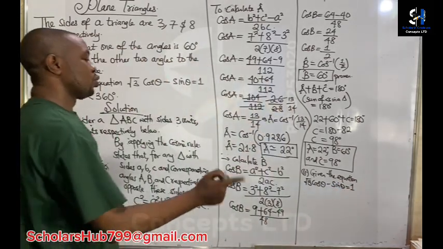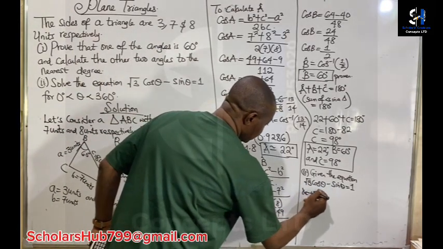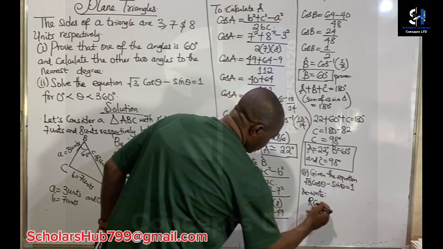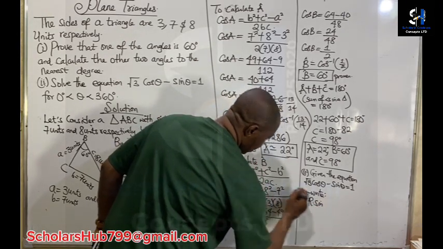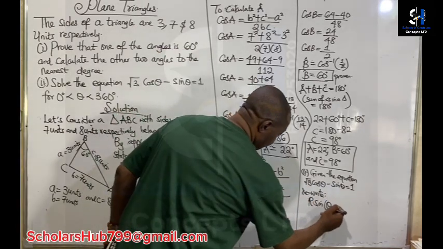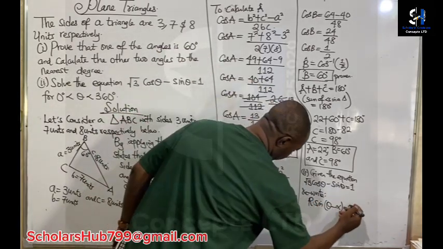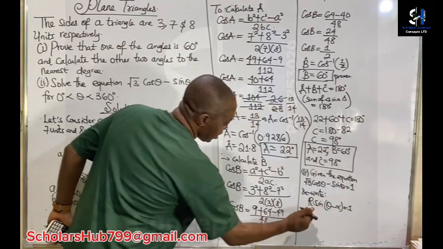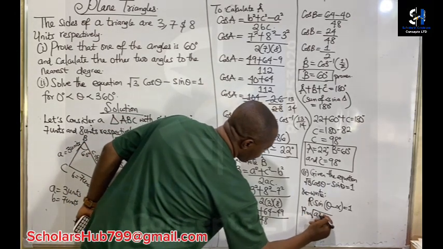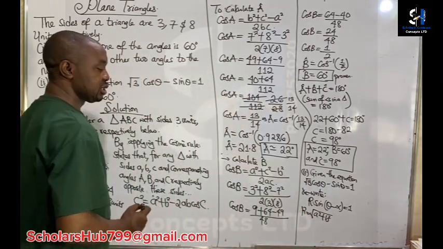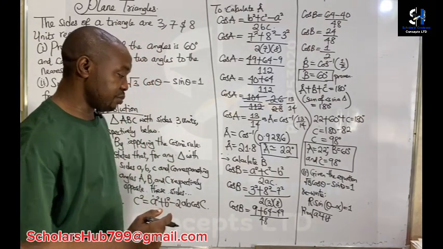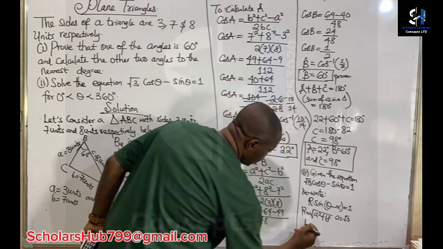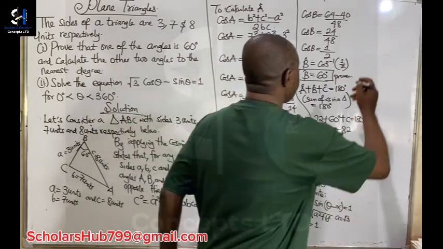Because it is equal to 1, we can rewrite the equation as r sine theta minus alpha equals 1. And from here, we know that r will be equal to the square root of a squared plus b squared, that is, the square root of the sum of the squares of a and b. In this case, a will be radical 3, then b will be what? 1. b will be 1.